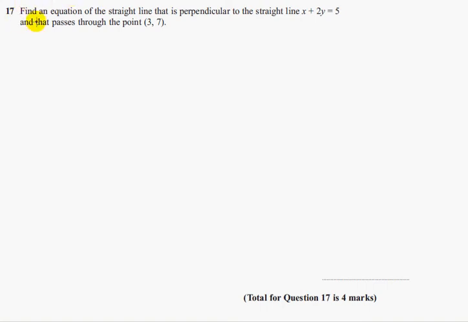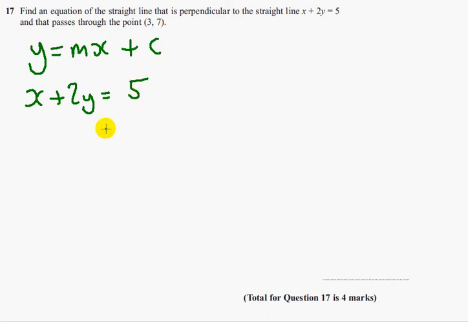Question 17. Find an equation of the straight line that is perpendicular, which means 90 degrees, to the straight line x plus 2y equals 5, and that it passes through the point (3, 7). So, the general equation for a straight line is y equals mx plus c, where c is the y-intercept and m is the gradient. Okay, so they've given me the line x plus 2y equals 5.